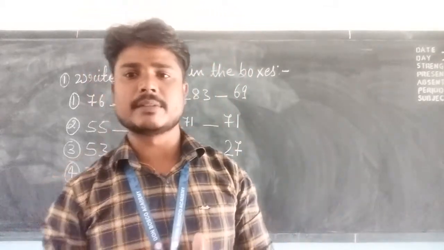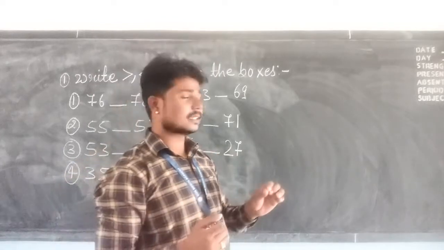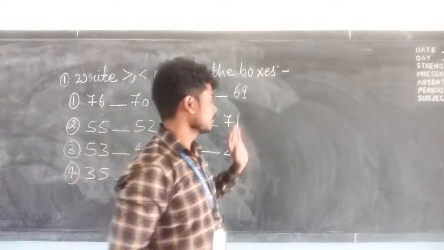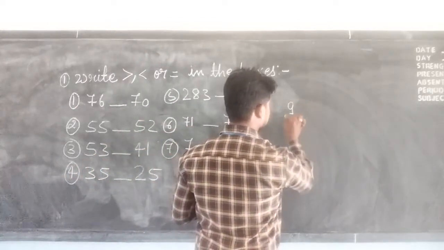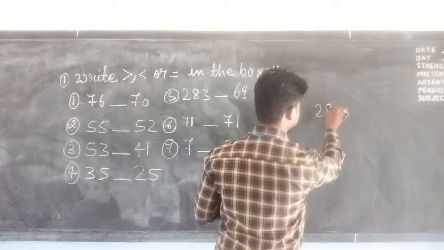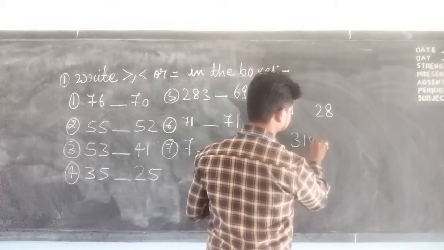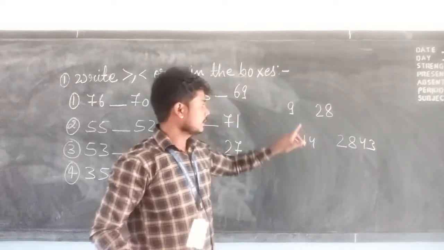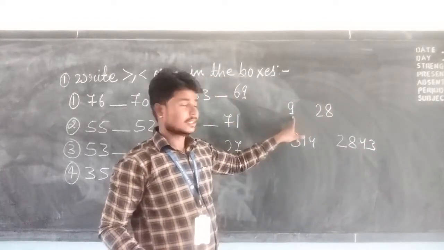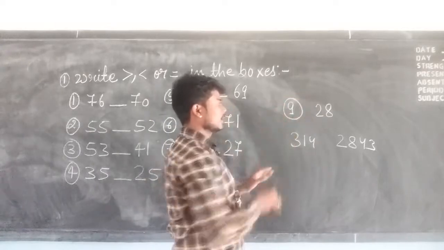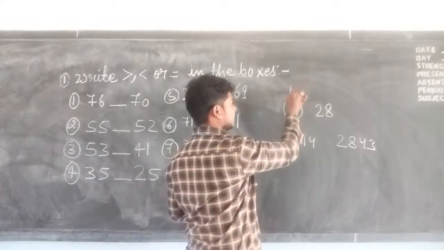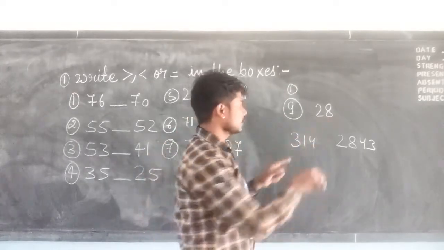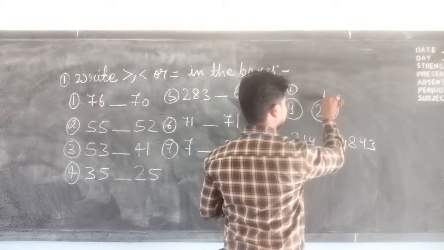But before that, I will explain one thing that is important in the comparison of the given numbers. See, this is 9, this is 28, this is 314, this is 284. This is called a single digit number, because only one number is given. See, two numbers are given in 28. That means this is called a double digit number.